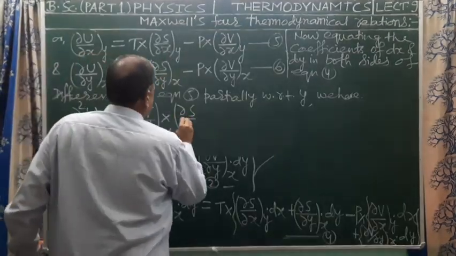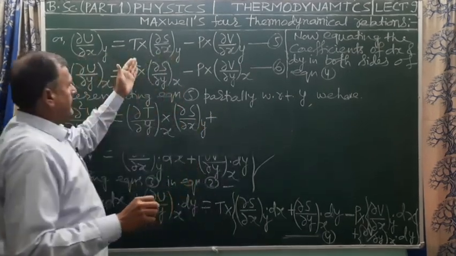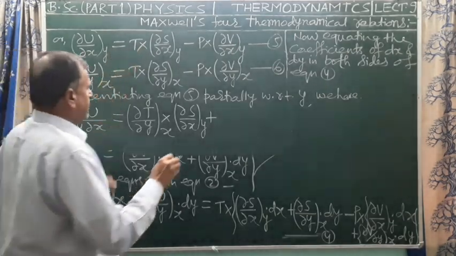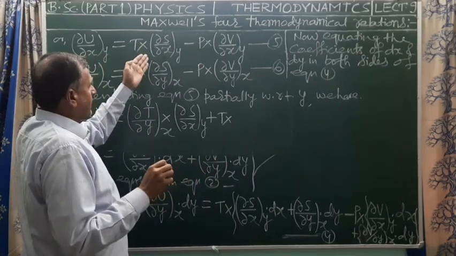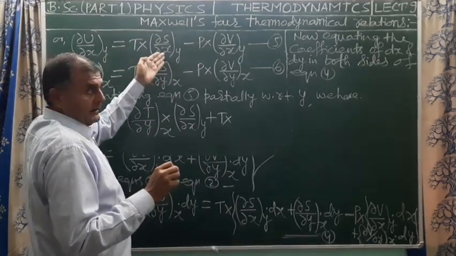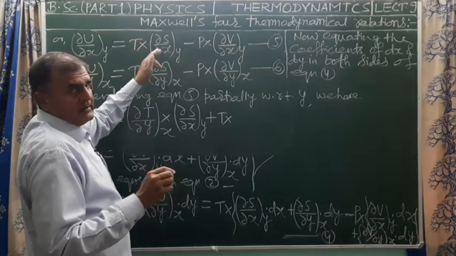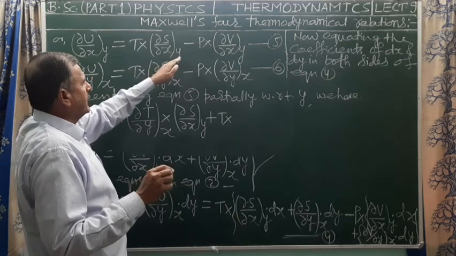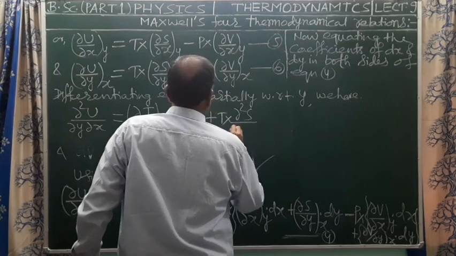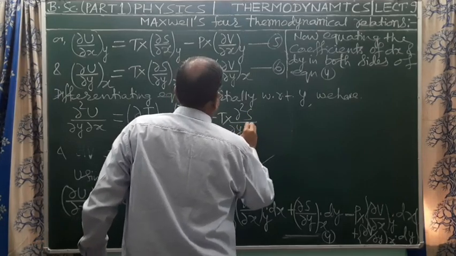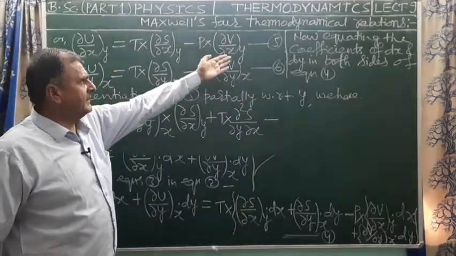So del S upon del x at constant y plus, now keeping T as constant, it is T multiplied by, now del upon del y of del S upon del x at constant y. So differentiating now del S upon del x at constant y with respect to y, we have del square S upon del y del x, minus. Now the second term is P multiplied by del V upon del x at constant y.